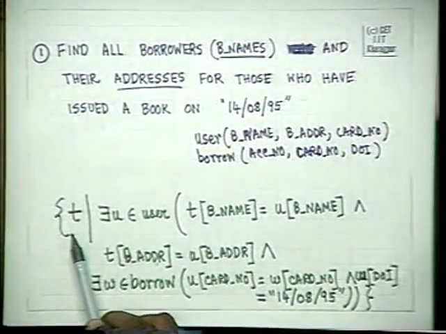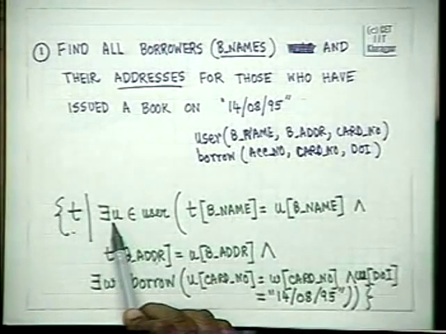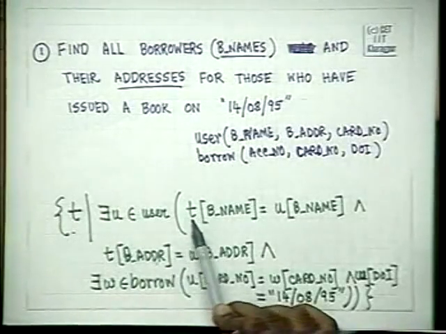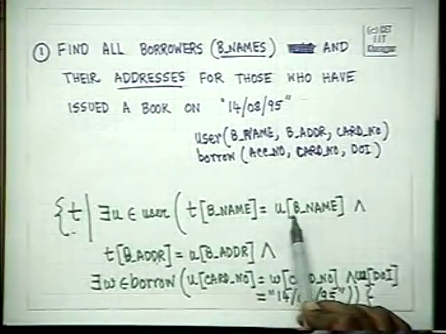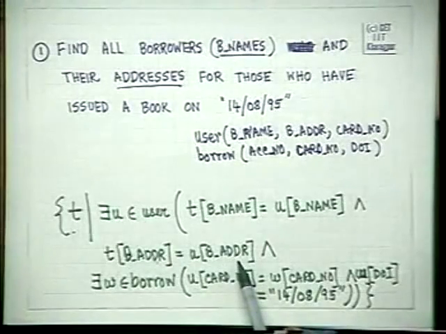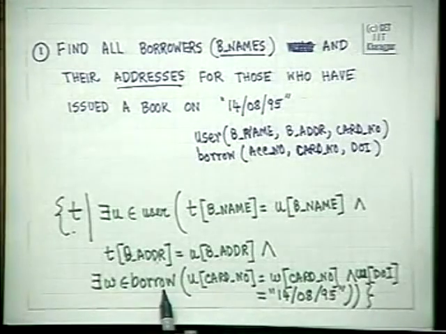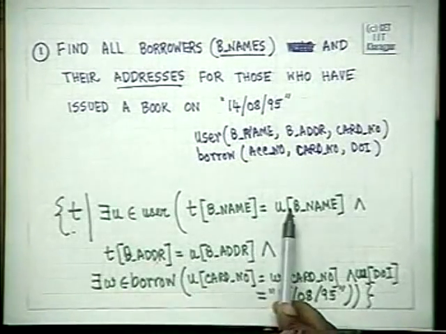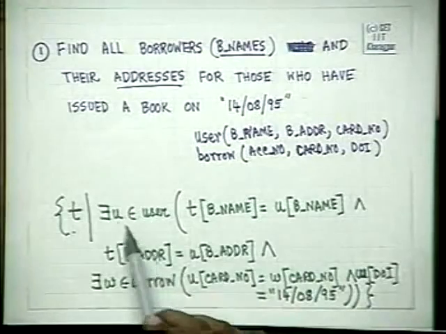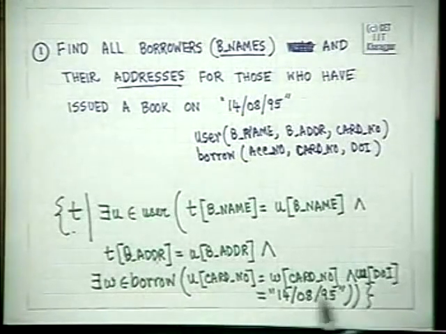So every tuple in T must satisfy that there must exist U element of user such that T of borrower's name is equal to U of borrower's name, and T of address must be U of address. We want those names and addresses. And there must exist another W element of borrow such that U card number, this U card number which has been selected already, is the same as the W card number, and W date of issue is 14/8/95.